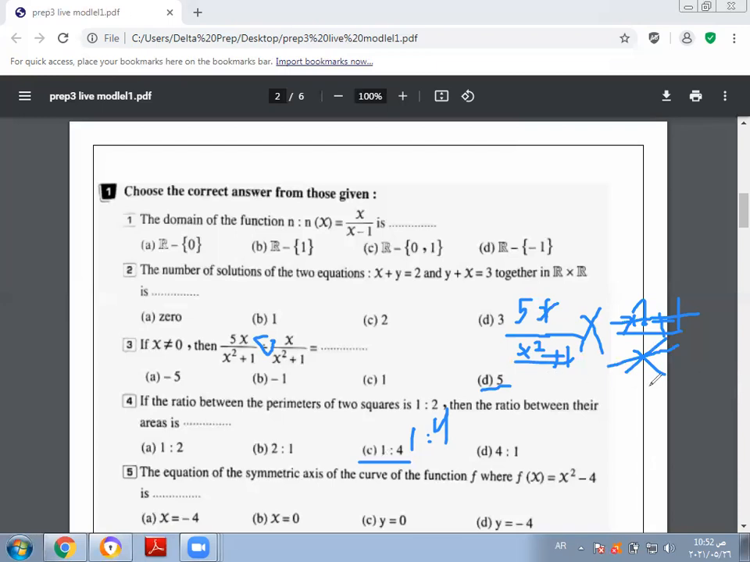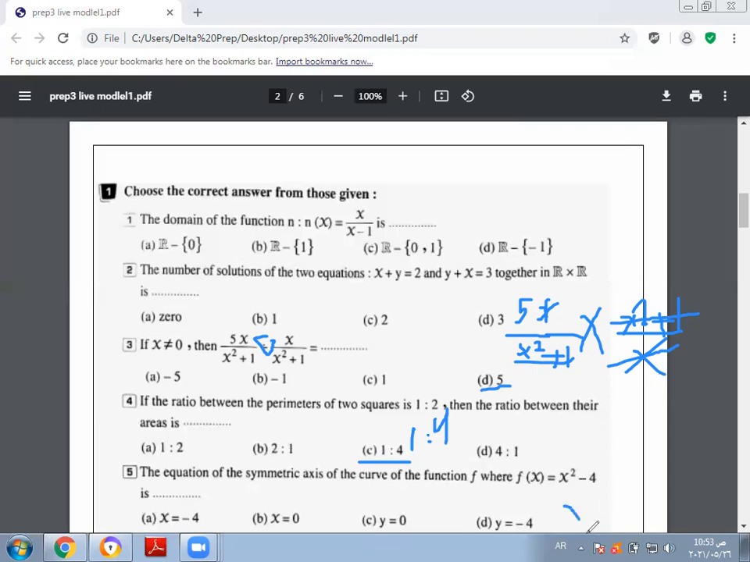Question number 5. The equation of the symmetric axis of the curve of the function f of x, where f of x equal x power 2 minus 4, is. Here we first find the vertex of this curve. We know that the vertex of this curve consists of an ordered pair. The first coordinate is negative b over 2a. And we know that b is the coefficient of x. In this equation f of x equal x power 2 minus 4, there is no x, so then b equals 0. So the vertex here will be 0.